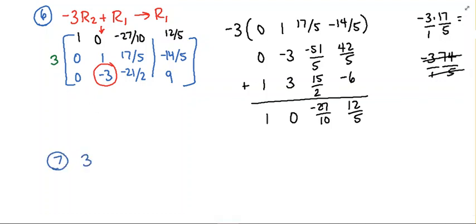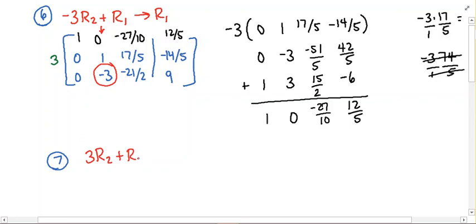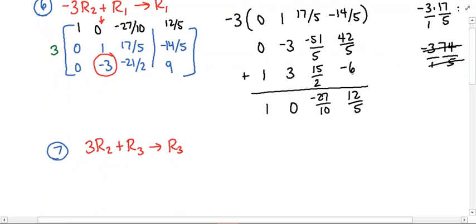3 times the second row, 3 times row 2 plus row 3. That's going to become the new third row. All right, so let's try to do this. When we rewrite the next matrix, row 1 will stay the same, row 2 will stay the same. So let's go ahead and write those guys down so we don't lose track of them. And then we'll go out to the side and do the work for the new row 3.